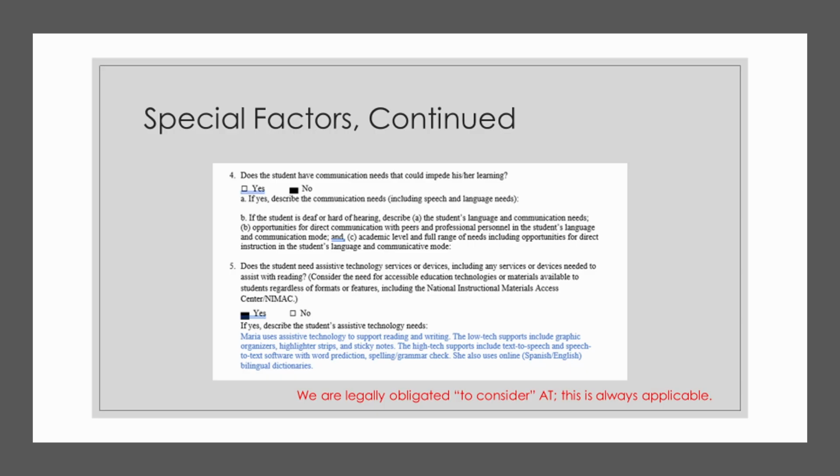Maria does not have communication needs that impede learning. She does need and use assistive technology, which we are legally obligated to consider for all students during the IEP process. Maria uses assistive technology to support reading and writing. The low-tech supports that she uses include graphic organizers, highlighter strips, and sticky notes. The high-tech supports include text-to-speech and speech-to-text software with word prediction, spelling and grammar check. She also uses Spanish-English online dictionaries.